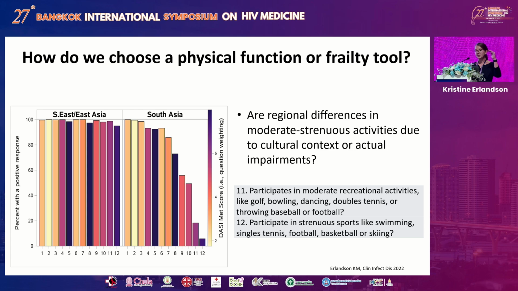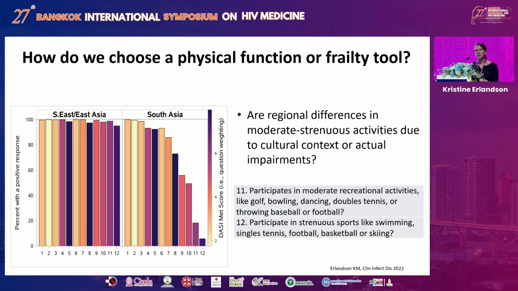And these bars, the height of these bars indicate those that had a positive response on different scores, meaning that they had higher level of function. And you can see our participants from South Asia on a lot of the final questions had very low scores. So we looked at a few of these questions, and I put the examples there.